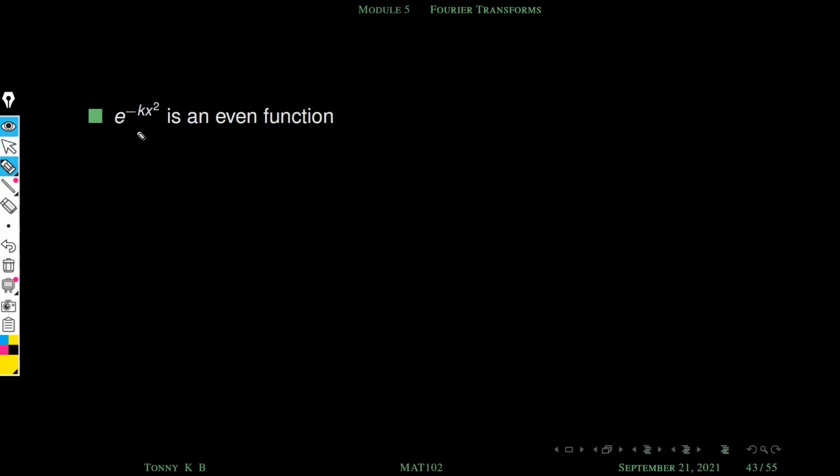Okay, this function e raised to minus k into x square is an even function. Because if you replace x by minus x, there is no change. So this is an even function.